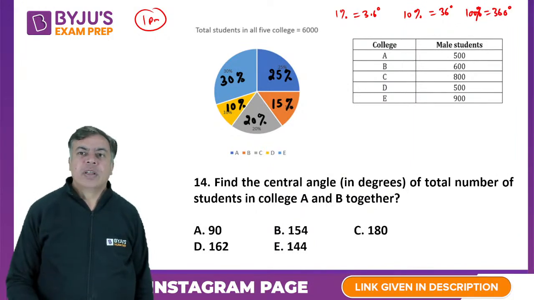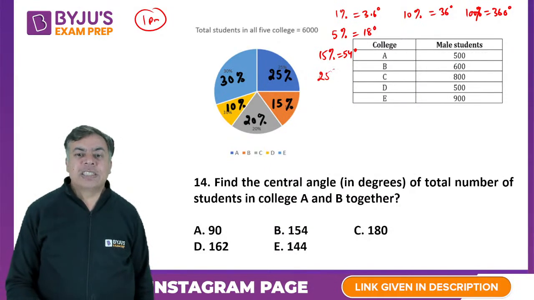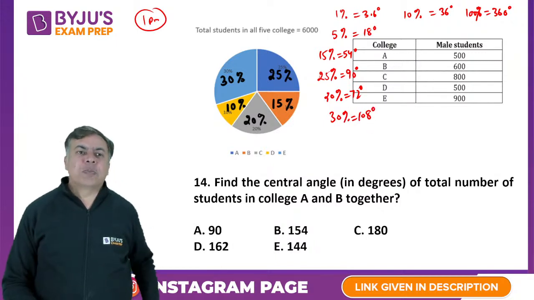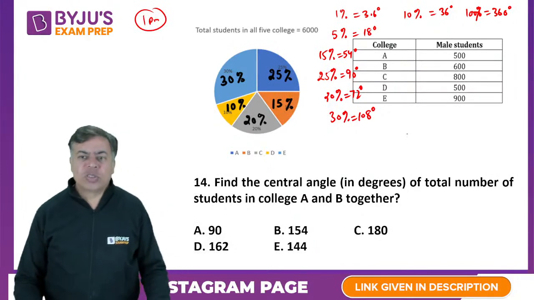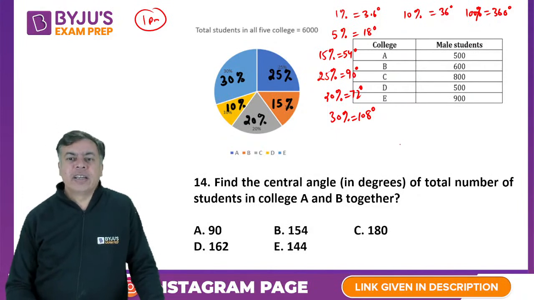That we know. Now you should remember that 5% is 18 degree, 15% is 54 degree, 25% is 90 degree, 20% is 72 degree and 30% is 108 degree. You should know these percentages, at least the standard values. You should even know 2% is 7.2 degree, 3% is 10.8 degree.